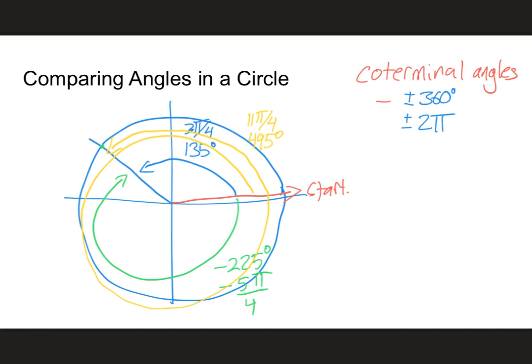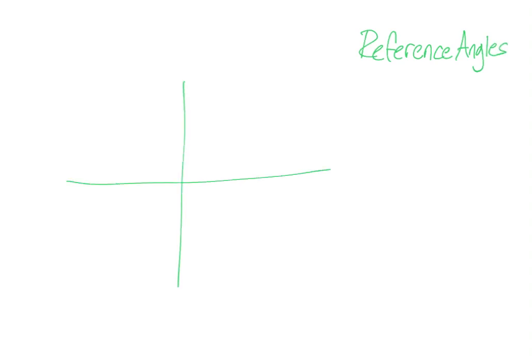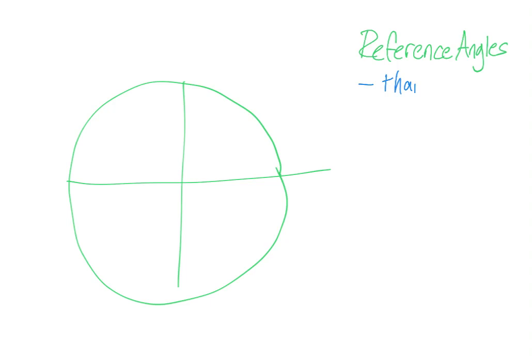The other thing that we need to get used to, I'm going to make a new page for this, are reference angles. And reference angles are a really good way for us to think about how different angles in a circle are connected to each other. A reference angle is defined as the angle made, to the closest x-axis.